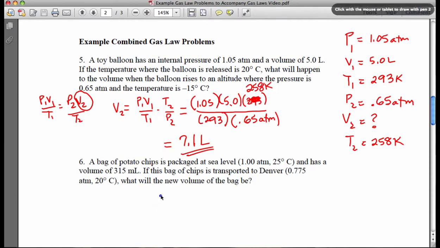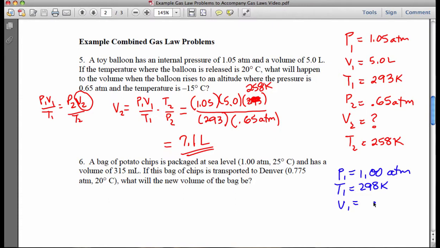All right, next problem. A bag of potato chips is packaged at sea level where the atmosphere, it's 1 atmosphere, and the temperature is 25 degrees C. So P1 is 1.00 atmosphere. T1 is 273 plus 25, which is 298 Kelvin. And V1 is my original volume of the potato chips, which is 315 milliliters.